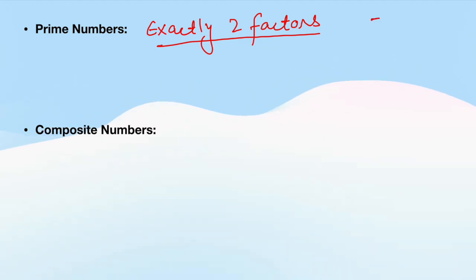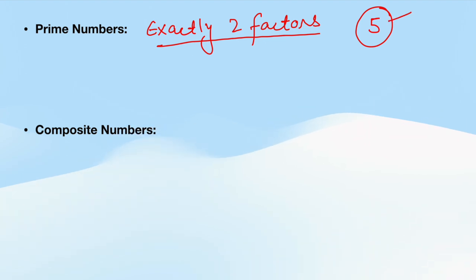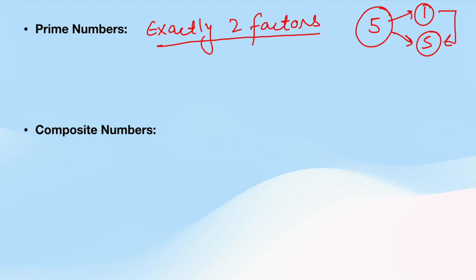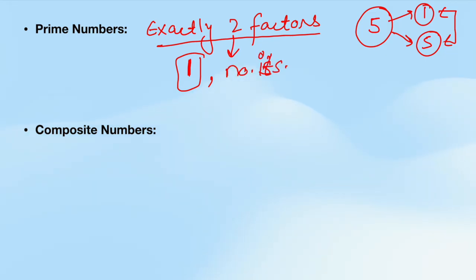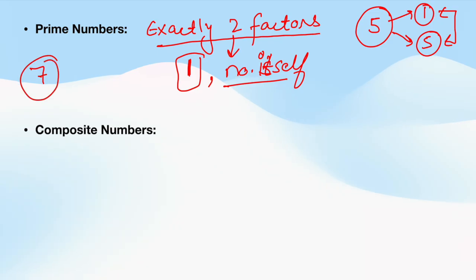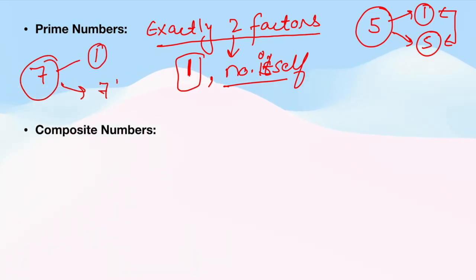Suppose I am talking about 5. So 5 is divisible by 1. 5 is divisible by 5. Means exactly two numbers are there. What are those two factors? For each number it will be 1 and the number itself, because every number can divide itself, right? If I'm asking about 7, 7 is divisible by 1 and the number itself, 7. So these are the two factors. All these types of numbers are known as the prime numbers.